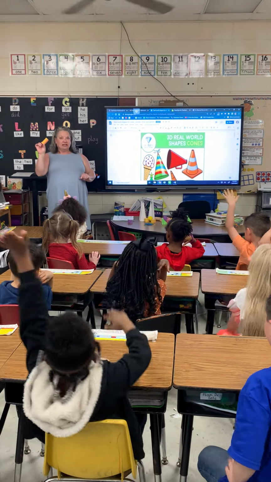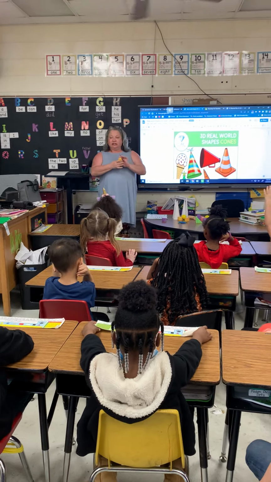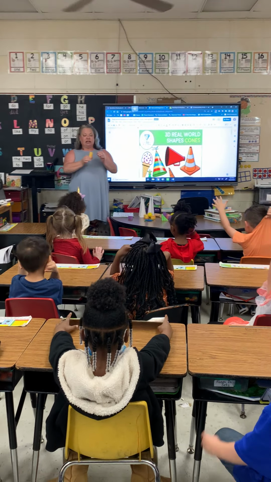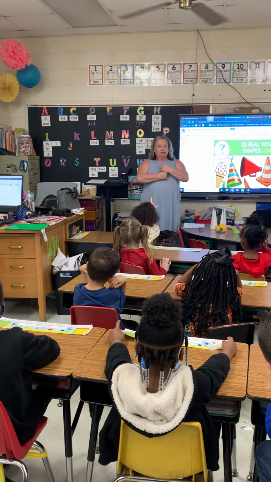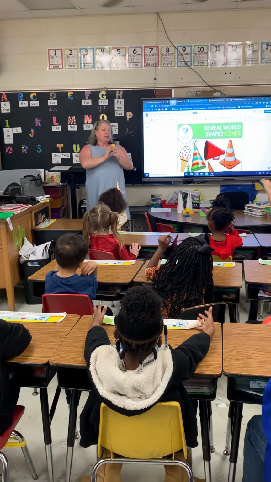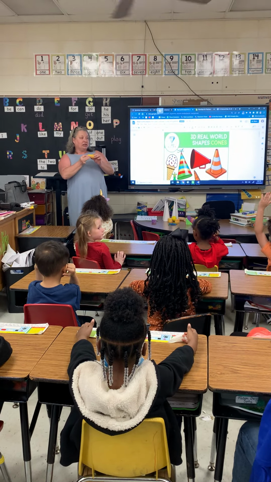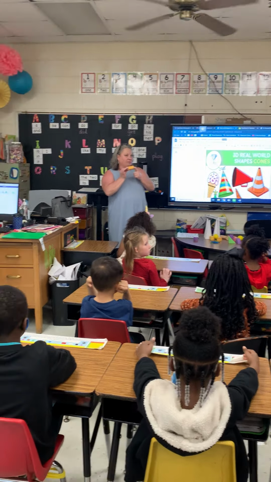Anybody know what this is? A cylinder. And a cylinder is a shape that's round and then it has 2 flat sides. So this is a curved surface and then we have 1 flat side on the top and 1 on the bottom.